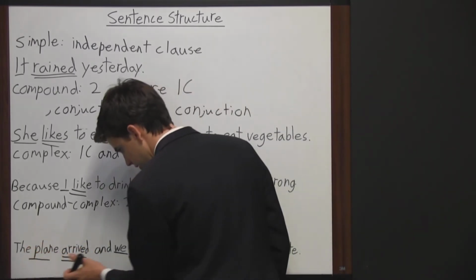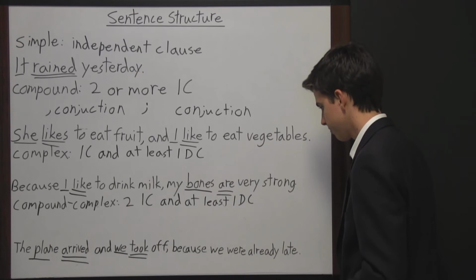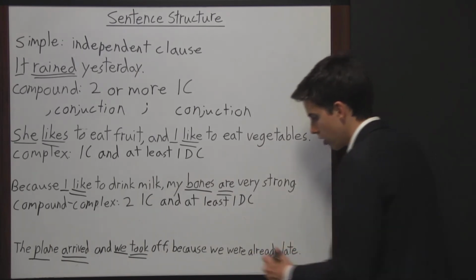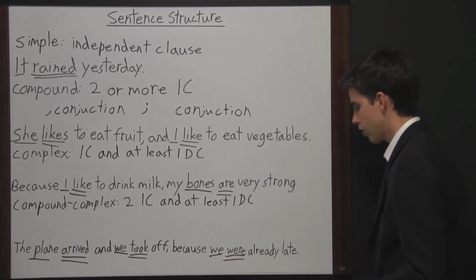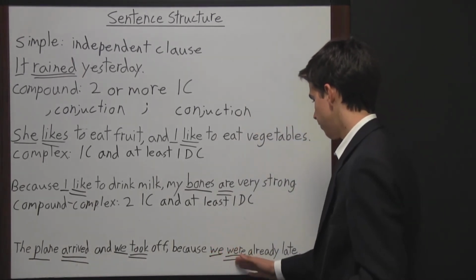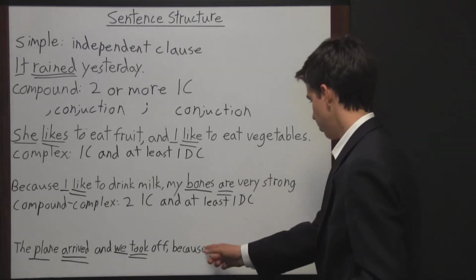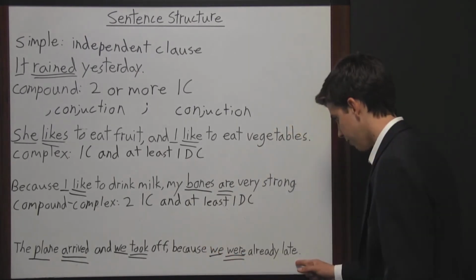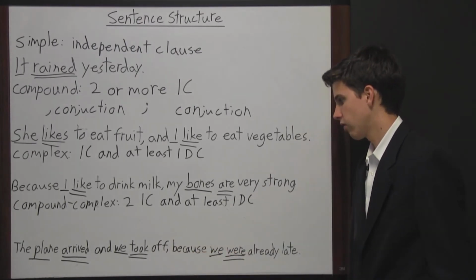So this is an independent clause right here because it can stand alone. And this is an independent clause. Now right here we have a dependent clause. Now again, we have a subject and we have a verb. We and were are the subject and verb here, but this is not an independent clause. If we were to take the word because off, it would be an independent clause. We were already late. But because of the word because, it's now a dependent clause.